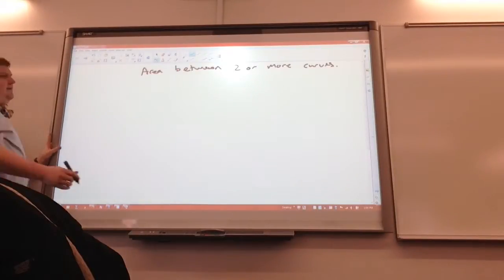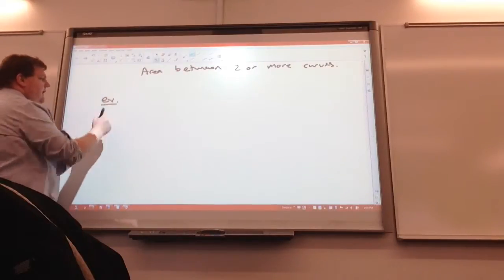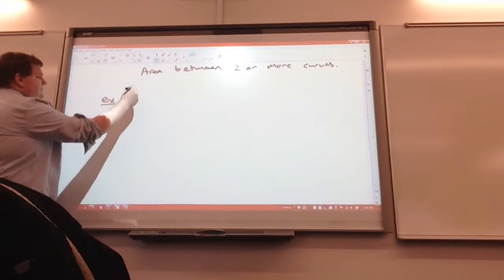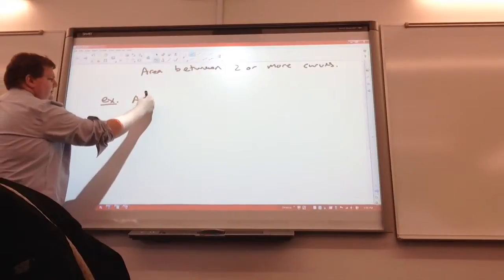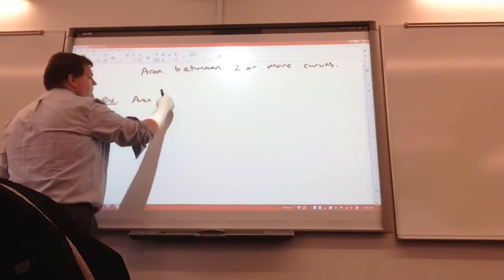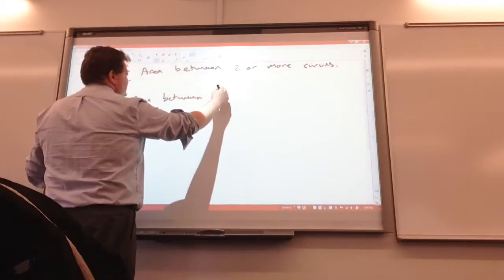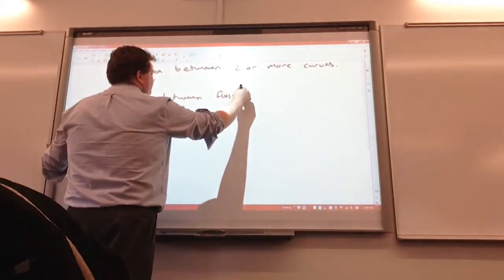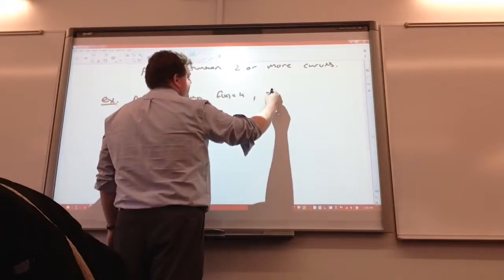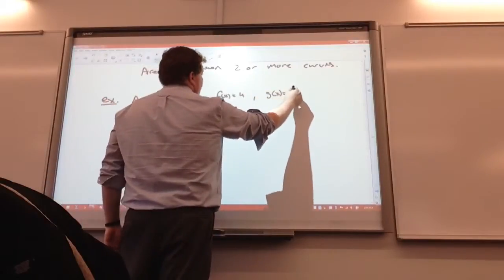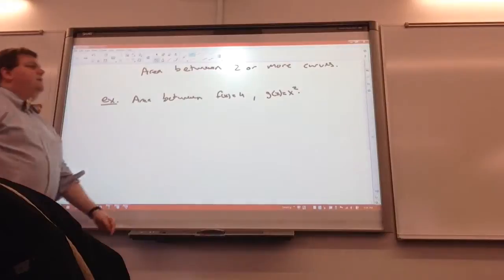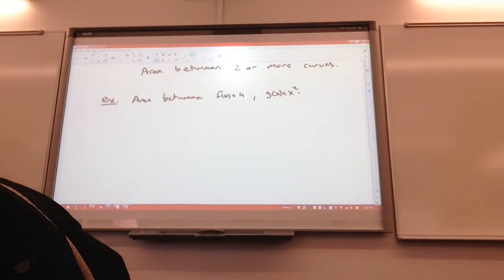So an example of a system like this might be the area between f of x equals 4 and g of x equals x squared. Okay? What do you think I'm going to do if I had to figure out such an area, such a system? I would do what? Graph first. Okay, so let's graph the system out.